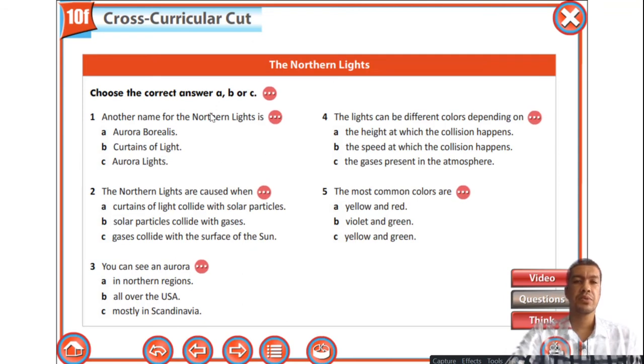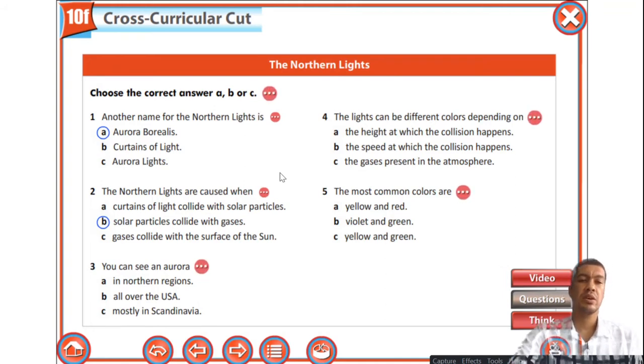Another name for the Northern Lights is, and we have a list of options, of which only option A, the Aurora Borealis, is the correct answer. Moving to number two, the Northern Lights are caused when? We have three options, of which only one answer is correct. So B, solar particles collide with gases. That's when we witness the Northern Lights in action.